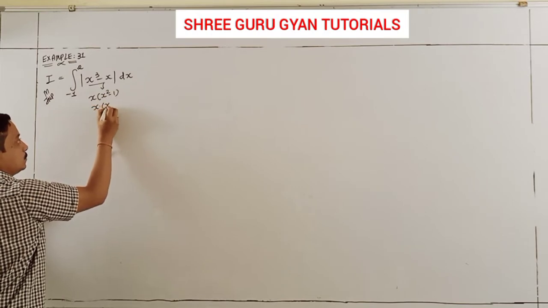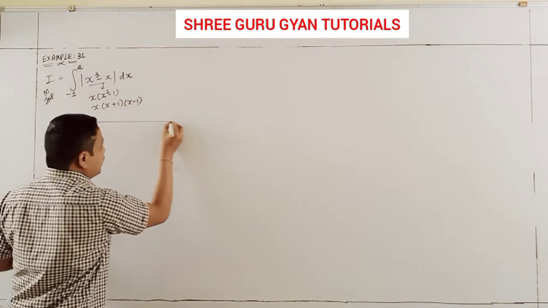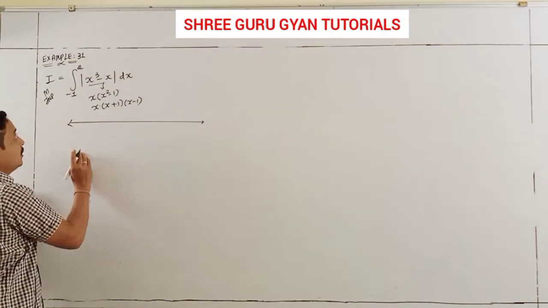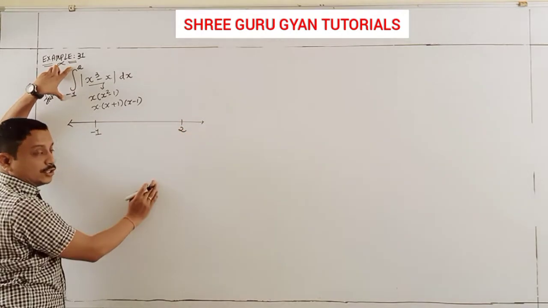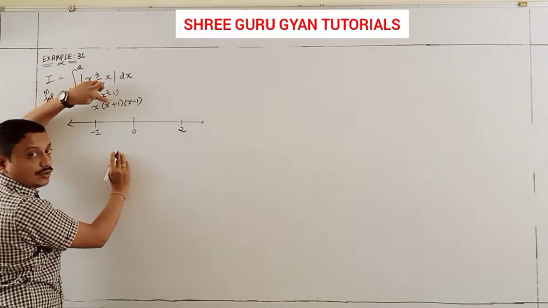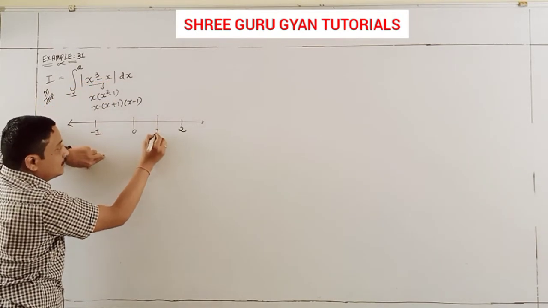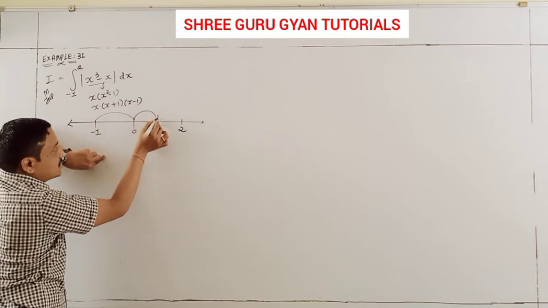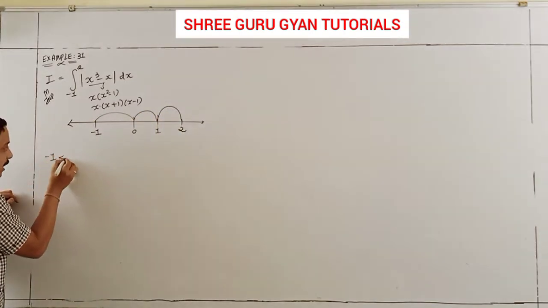Further factorizations, and try plotting on this number line. Your range is -1 to 2. You just think about this equal to 0, then x equals 0. This equal to 0, then x equals -1, already present here, and x equals 1. Now you can take the directions between them, all three parts. First part, -1 to 0.